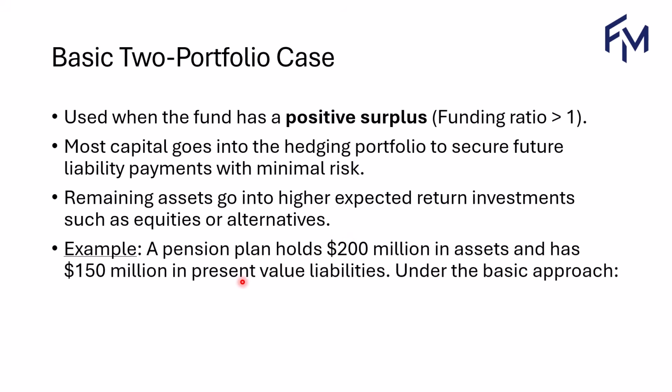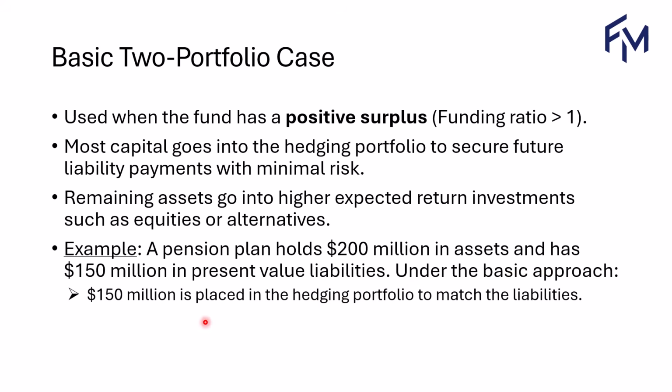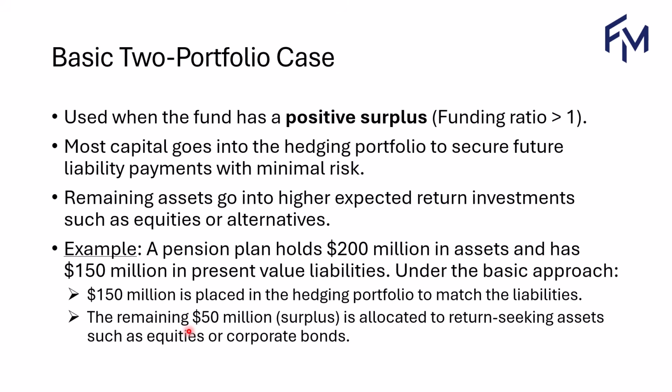For example, a pension plan has $200 million in assets and $150 million in present value liabilities. Under the basic approach, $150 million of the assets will be allocated to the hedging portfolio to match the liabilities. So we would hedge 100% of the liabilities with the assets. The remaining $50 million, which is a surplus, is allocated to return-seeking assets such as equities or corporate bonds.